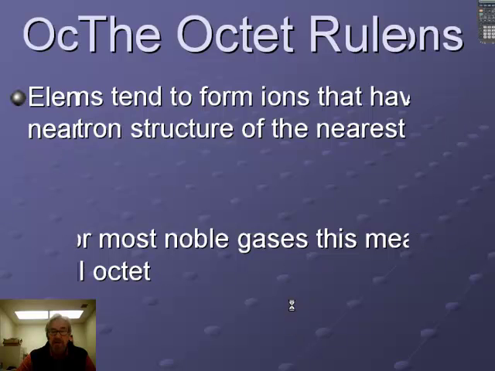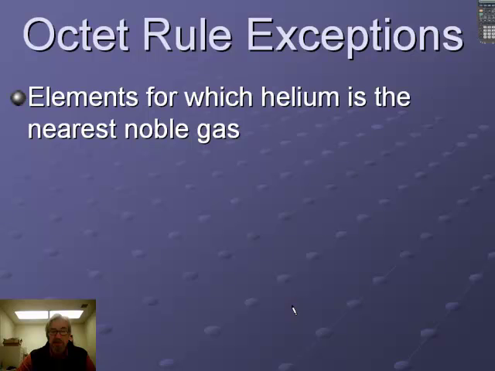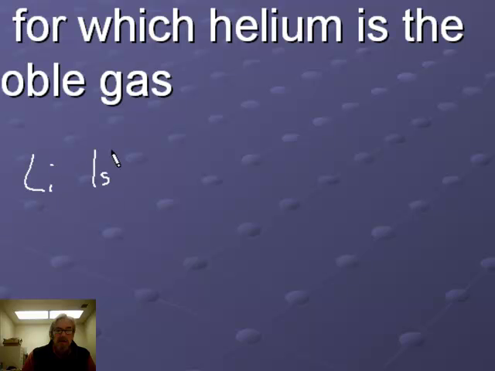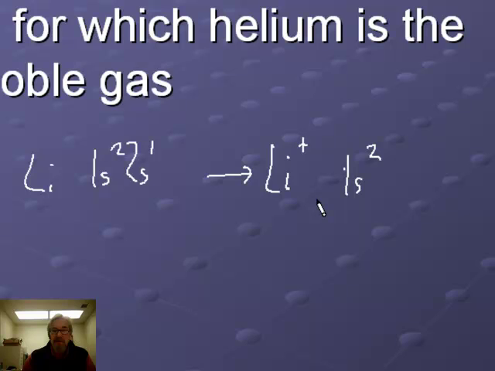There are some exceptions. One of them is elements for which helium is the closest noble gas. And that's because helium only requires a duet. It only requires 2 electrons to be stable. So remember, helium's notation is 1s2. So lithium would be an example. Lithium starts out as 1s2, 2s1, and when it becomes a lithium ion, an Li1+, it's just 1s2. That's stable. It's not a full octet.